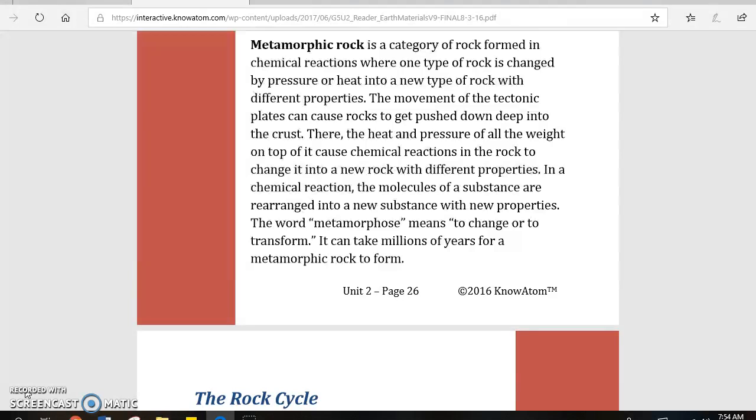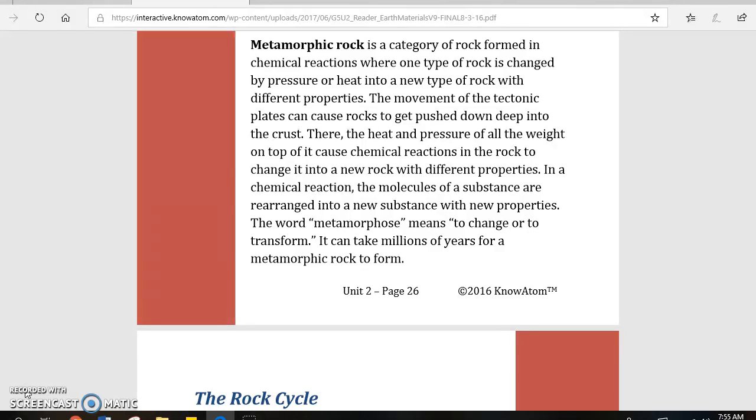Metamorphic rock is a category of rock formed in chemical reactions where one type of rock is changed by pressure or heat into a new type of rock with different properties. The movement of the tectonic plates can cause rocks to get pushed down deep into the crust. There, the heat and pressure of all the weight on top of it cause chemical reactions in the rock to change it into a new rock with different properties.